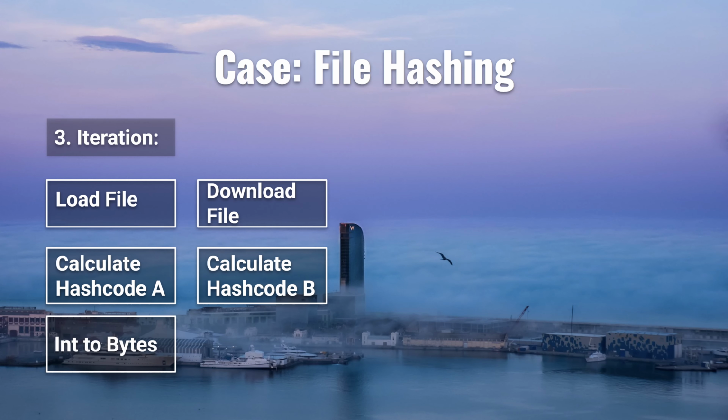After iteration 3, we have the following classes. We have the class that loads the file. We have the class that can download a file. We have the hash algorithm A, and we have the hash algorithm B, and we have the class that can convert an int into bytes.